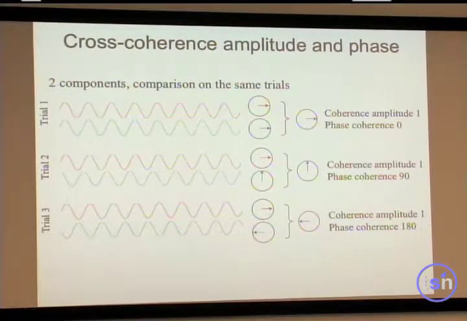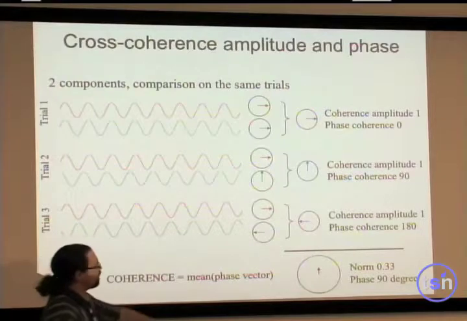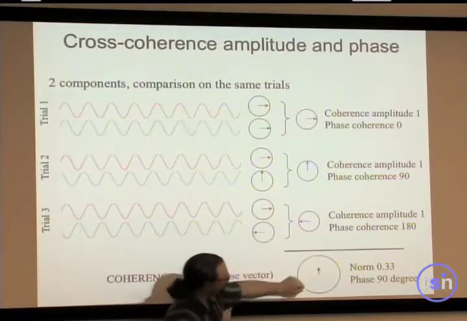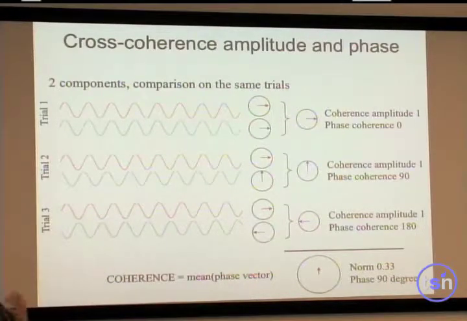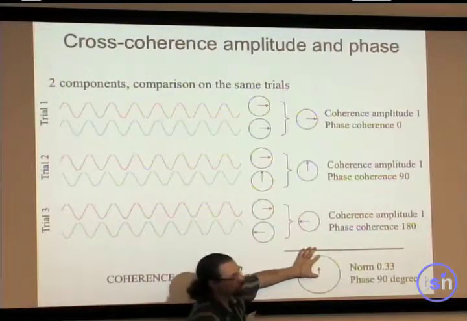And I'm going basically to do the same thing as before. I'm going to average these three vectors to obtain my coherence value. So I do this vector plus this third vector, and I'm going to obtain a vector of length about 1/3. If all my trials were having the same phase difference, like let's say all my trials have this 90 degrees phase difference, I'm going to average all these vectors, and I'm going to get a length of about 1.